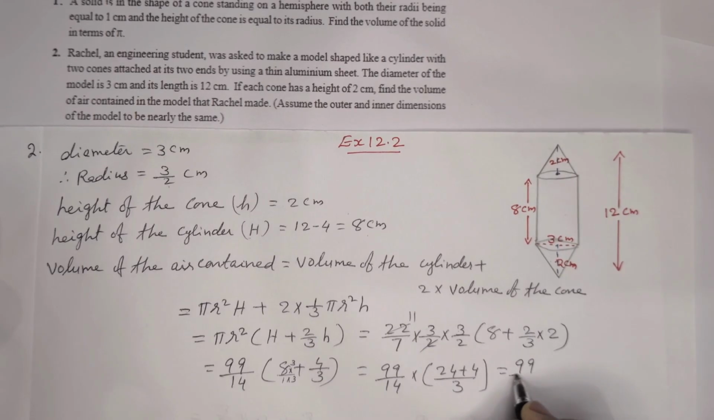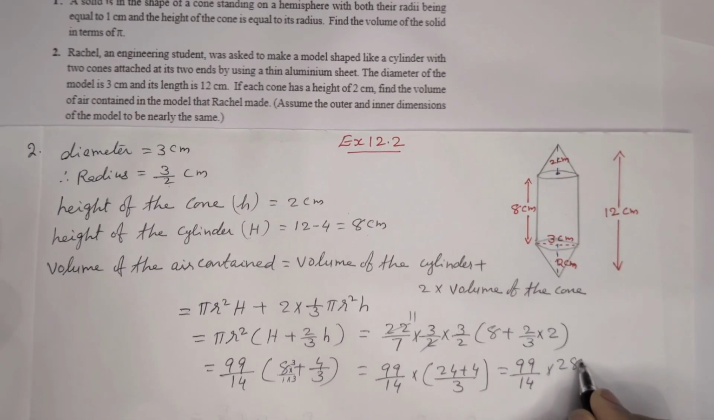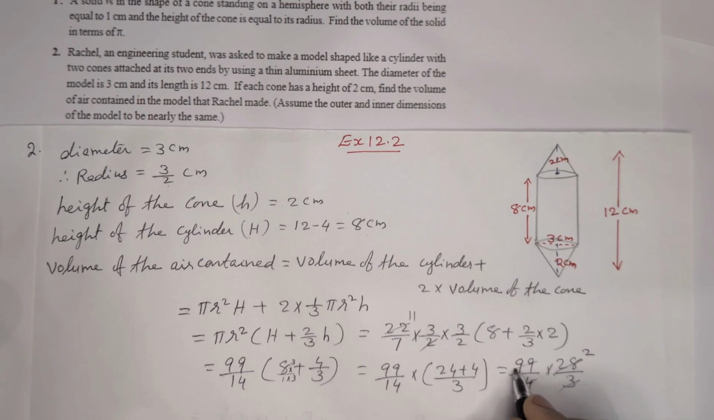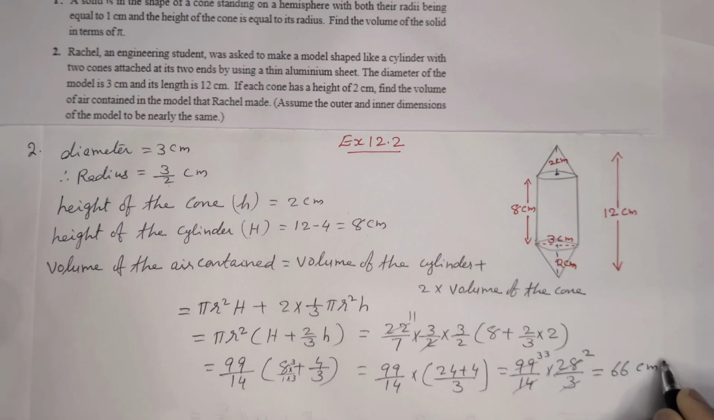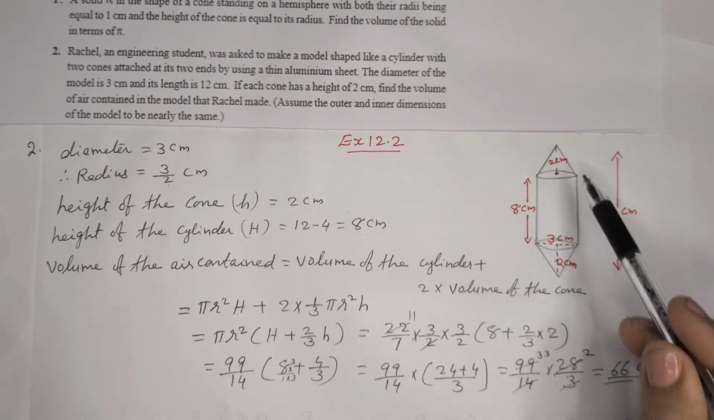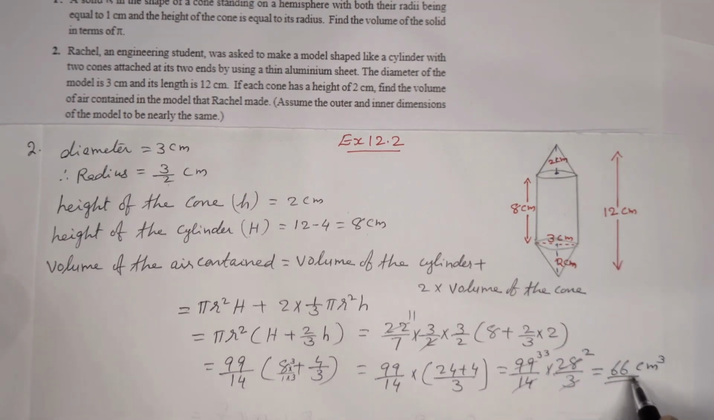which is equal to 99 by 14 into 24 plus 4, 28 by 3. 14 2 times in 28. When we are dividing by 3, here 33. So 33 into 2, 66 centimeter cube. Volume, so centimeter cube. So volume of the air contained in this model is equal to 66 centimeter cube.